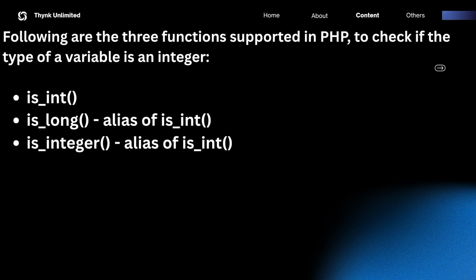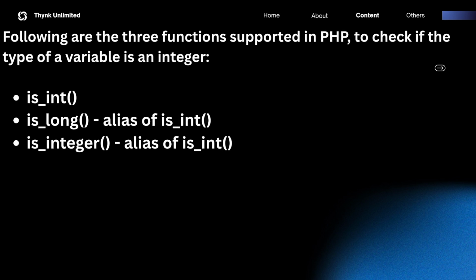Example, using is_int. Let's look at a simple example to understand how this works. $num1 = 100; $num2 = 10.5; $num3 = "20". var_dump(is_int($num1)); Output: bool(true). var_dump(is_int($num2)); Output: bool(false). var_dump(is_int($num3)); Output: bool(false).